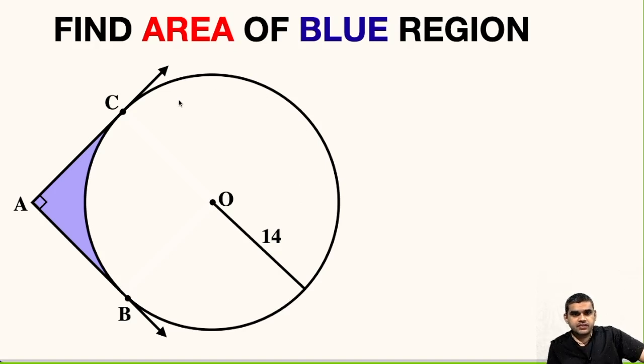So in this question, we need to find the area of this blue shaded region. For that, let us do a construction here. Join O to C and O to B.